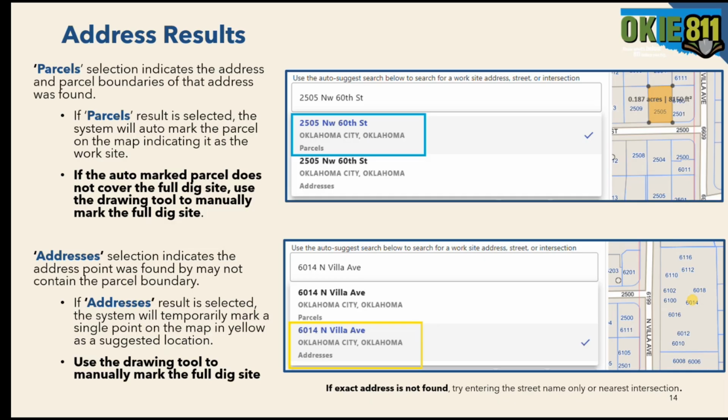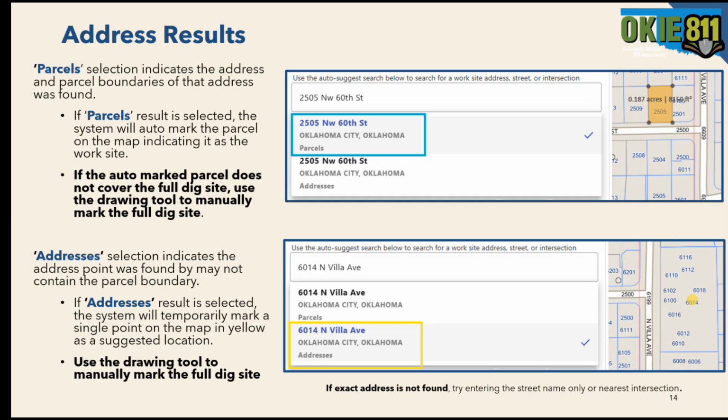So basically, if you select the parcels category, it will auto mark the parcel on the map as the dig site. So the orange polygon up here at the top right hand corner, that's where it auto marked 2505 Northwest 60th Street. If that area auto marked by the system doesn't cover the full dig site, if you're going outside the property boundaries, maybe you're just using that address as a reference, then be sure that you, again, mark the entire excavation path on the map. That means you're going to have to go and manually mark it, which we'll also talk about here in a moment.